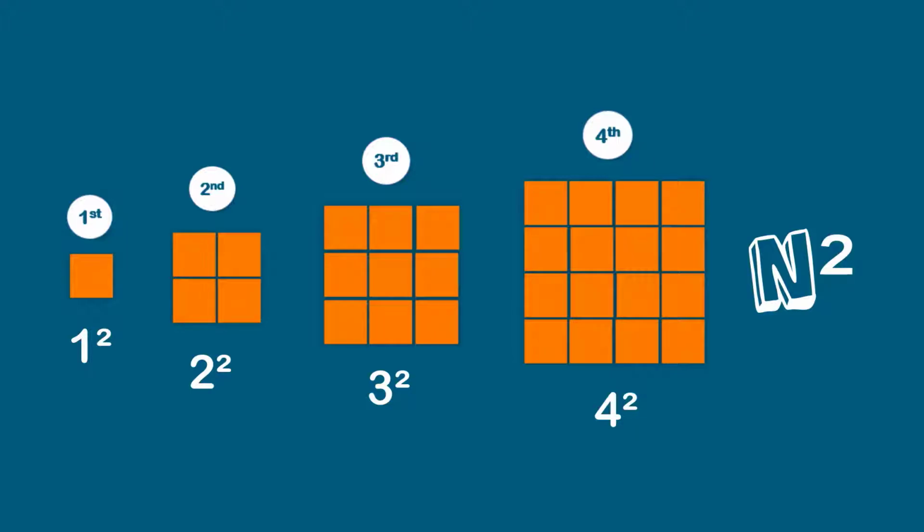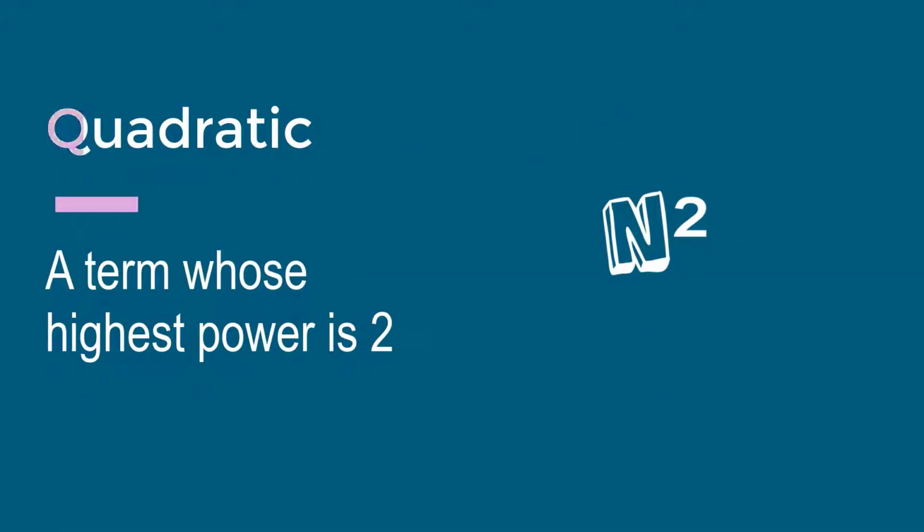Now this is what we call a quadratic term. It comes from the word quad, meaning square. Any expression whose highest term is squared, or a power of 2, is a quadratic expression.